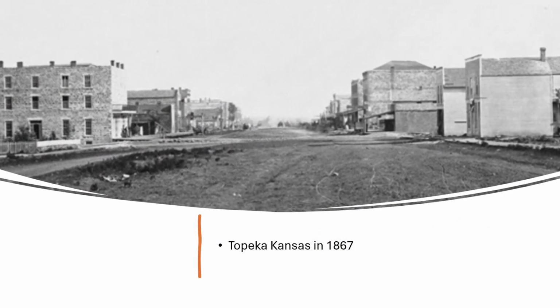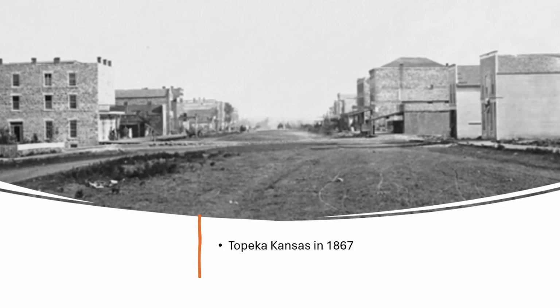Here's a photo of Topeka, Kansas in 1867, the same city and year that these banknotes were issued.